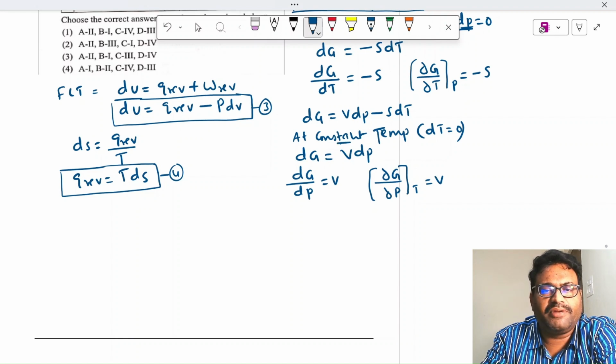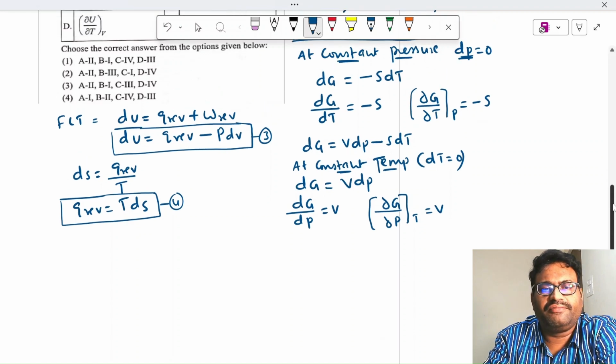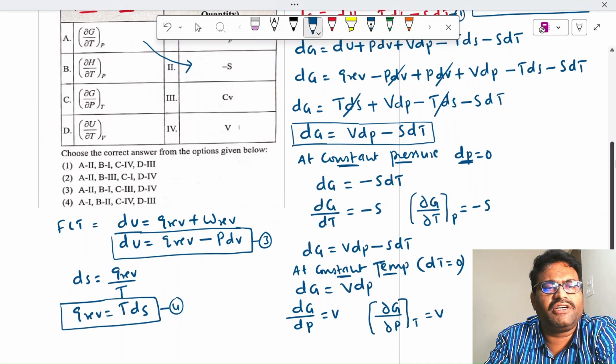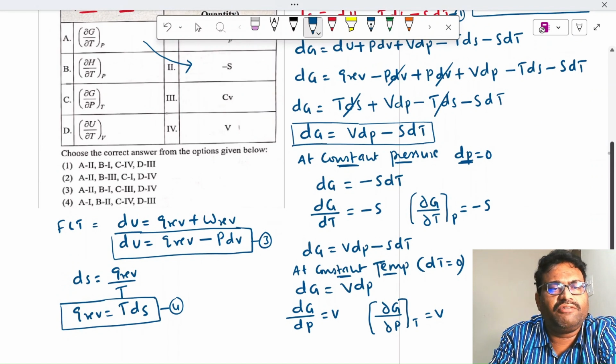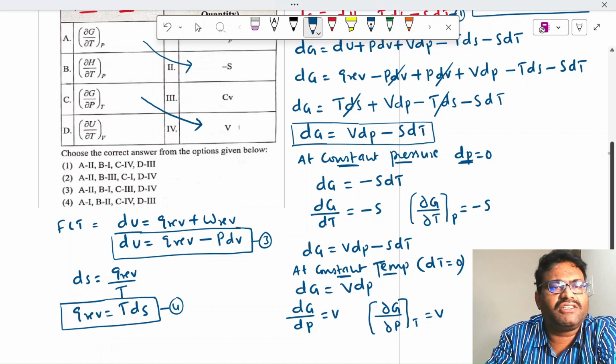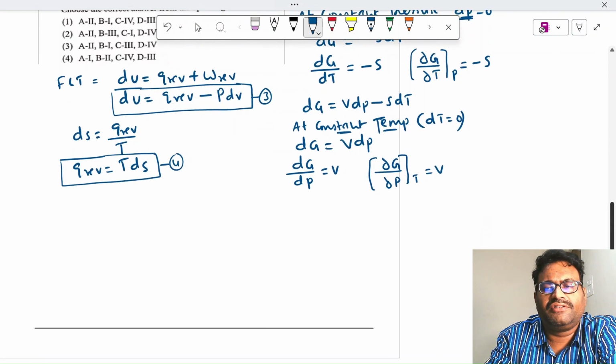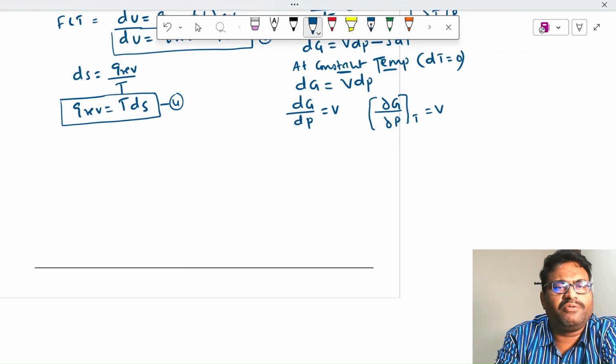This is at constant temperature, no? Okay. So now you see, this is happening at constant temperature. Then what is the answer? C4V. Then what is asked? dH by dT and dU by dT. Right? So dH by dT and dU by dT. Let us see dH.